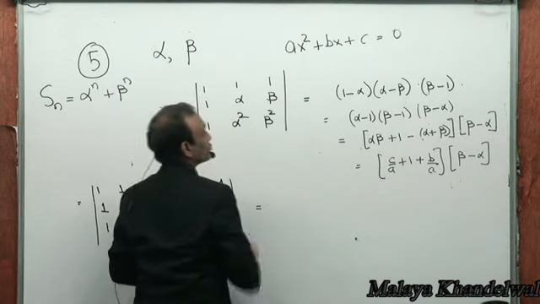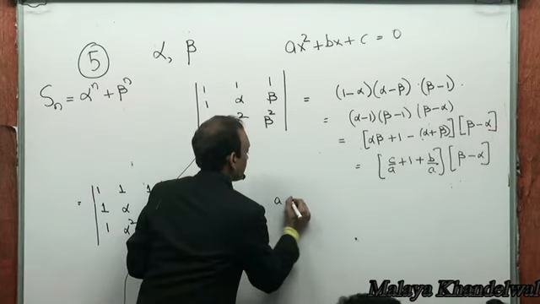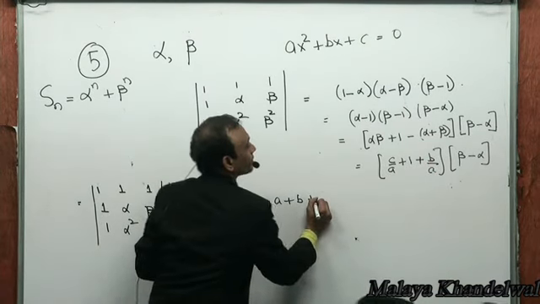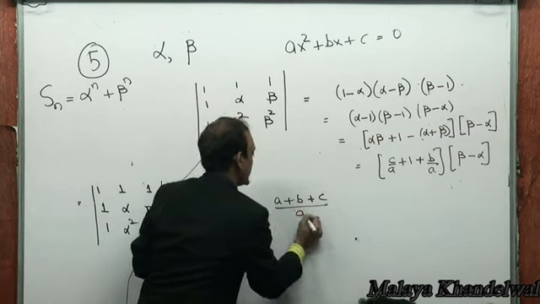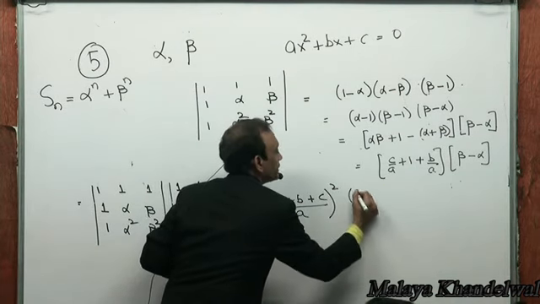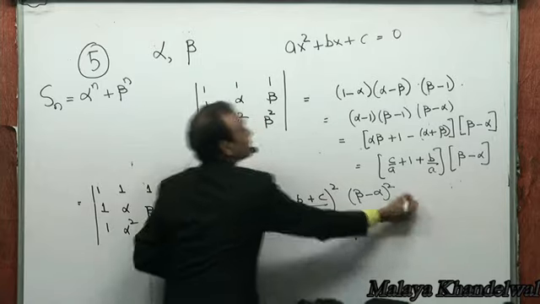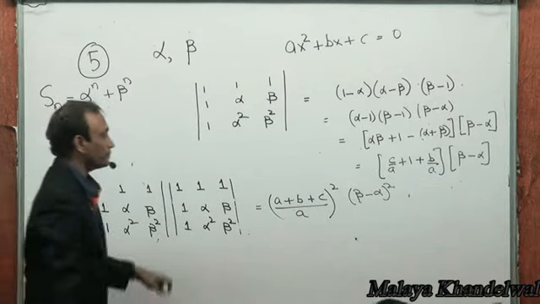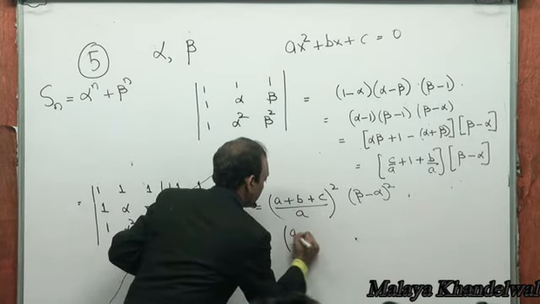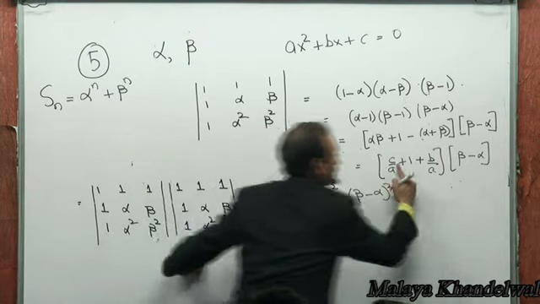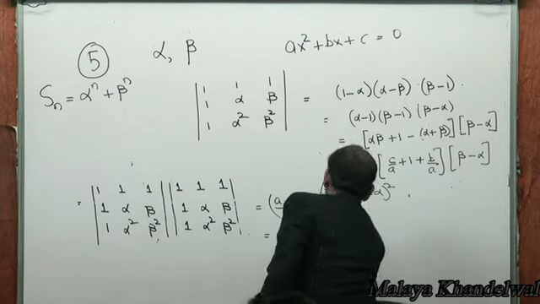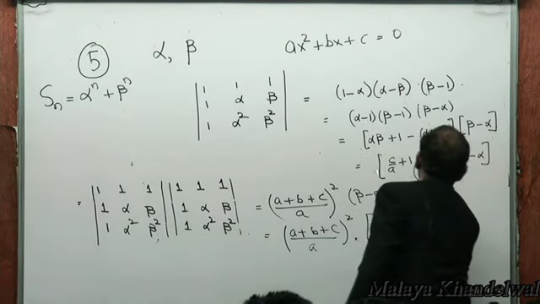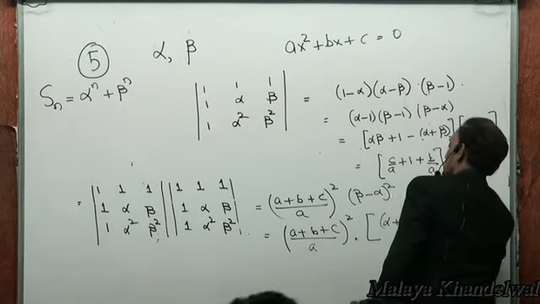So the required determinant is going to be (a plus b plus c divided by a) whole squared into (beta minus alpha) whole squared. That's what this is, right? Square of this, which is a plus b plus c by a. This is (a plus b plus c by a) squared, and this is (alpha plus beta) whole squared minus 4 alpha beta.